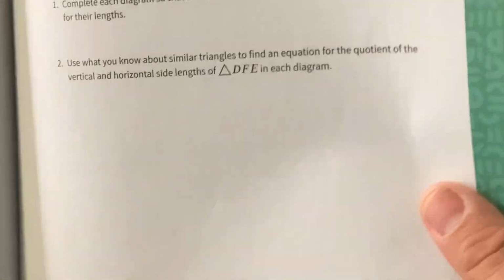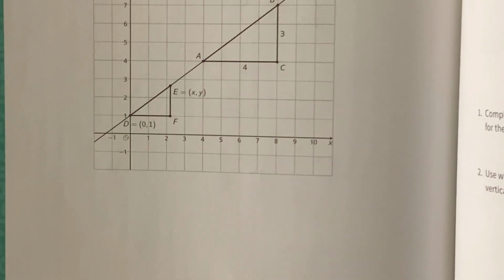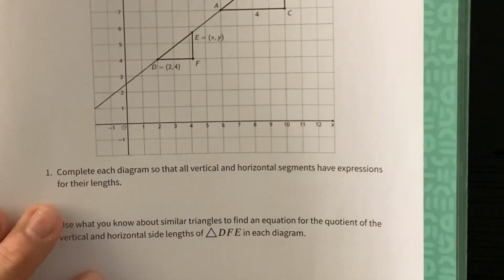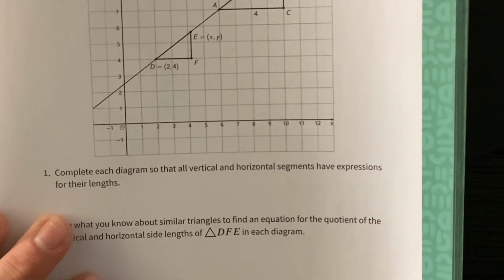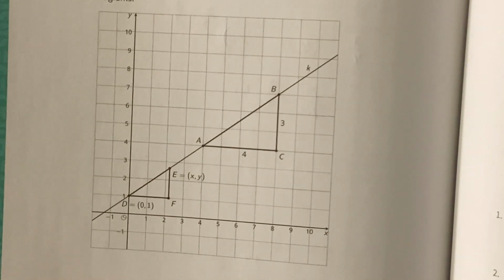Page 96. Here are 2 diagrams. Again, it's got some information already filled out on there. It says complete each diagram so all vertical and horizontal segments have expressions for their length. So let's do one of them together.